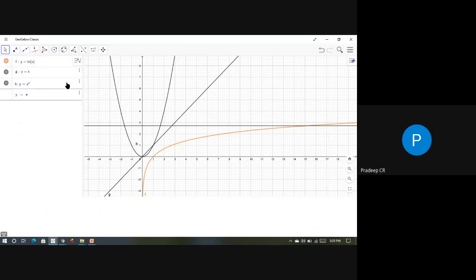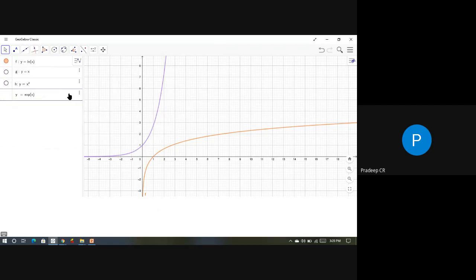Otherwise, I'll not be doing justice to mathematics. So let me do this. I want you to see that y equal to e power x and y equal to log x are sort of twins. You see this, the red curve and the blue curve are mirror images of each other, where the mirror line is y equal to x.